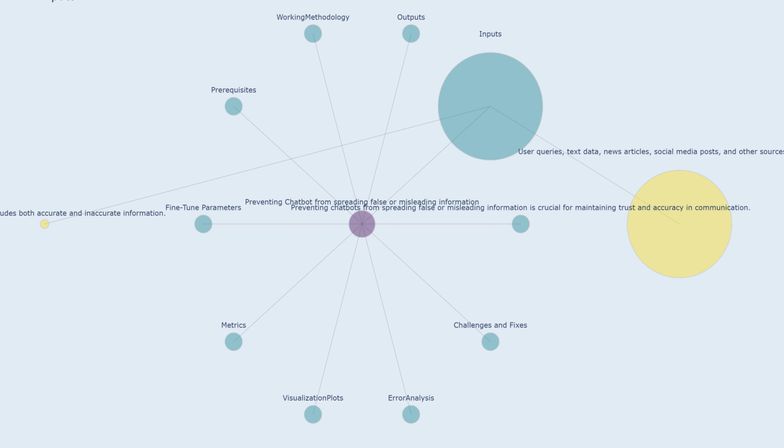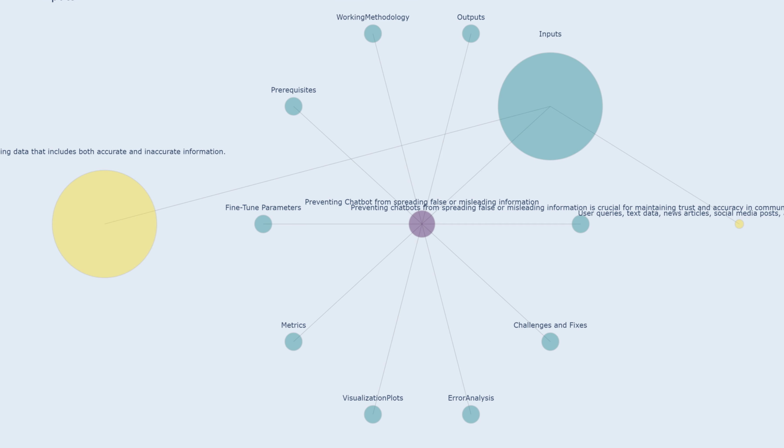Inputs. Chatbots require diverse input sources, including user queries, text data from various platforms like news articles, social media posts, and other sources of information. These inputs feed the chatbot's knowledge base and enable it to respond to user questions. Training a chatbot on a comprehensive dataset that encompasses both accurate and inaccurate information is essential. This exposes the chatbot to a wide range of data, allowing it to learn to distinguish between truth and falsehood.